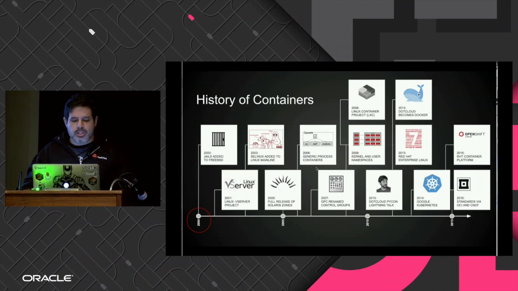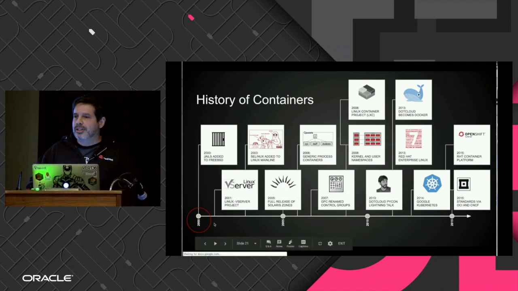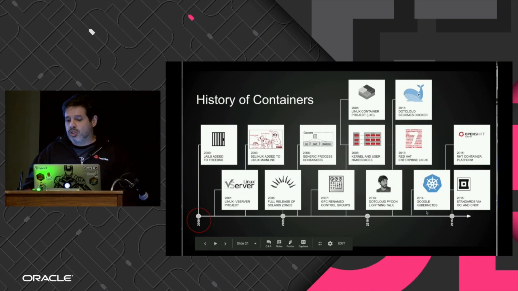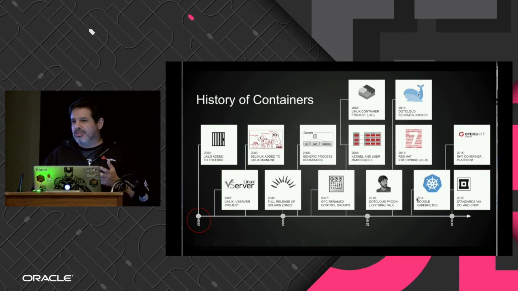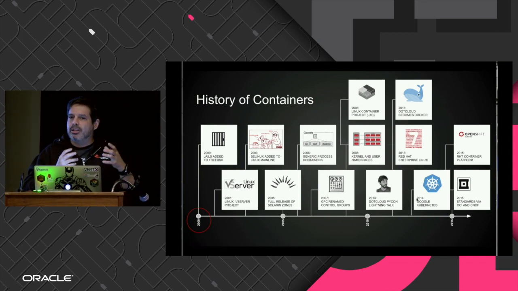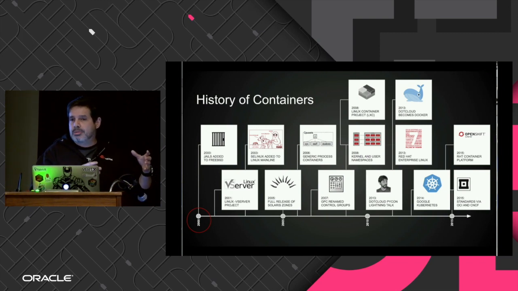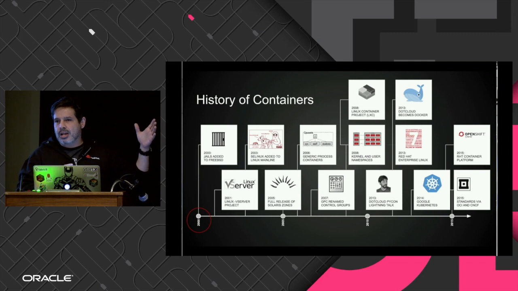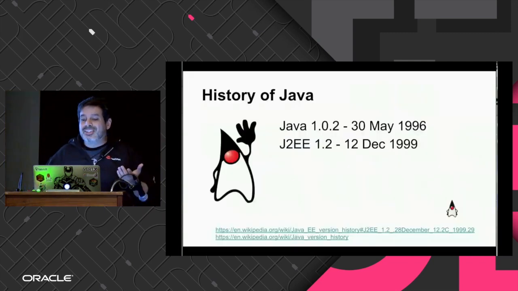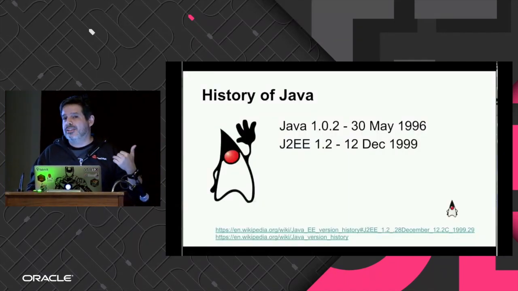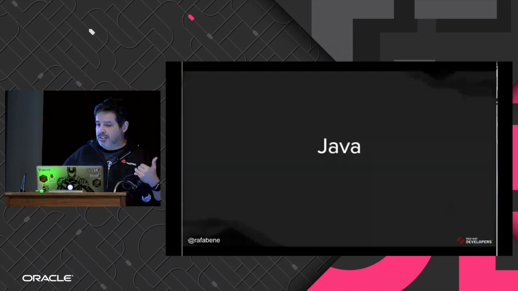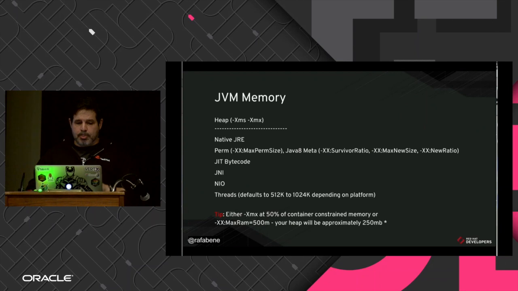But containers started to become very popular in the year 2000. And just in 2013, dotCloud became Docker. So we started hearing about containers very recently, maybe just from 4 years ago. But Java came before that. Java started in 1996. Okay, so what's the problem?